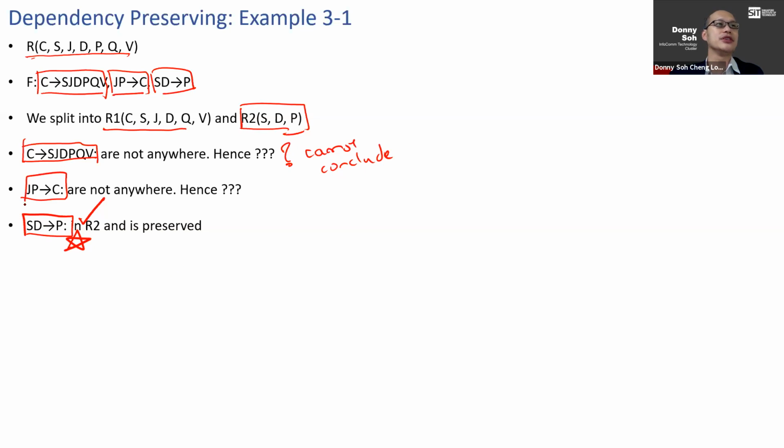Same thing for this one. J, P implies C. Same thing, these entire three attributes are also not in any of the sub-schemas. So in the same light, we cannot conclude if they are preserved or not preserved. So we have to check. We have to use the very long way to check.